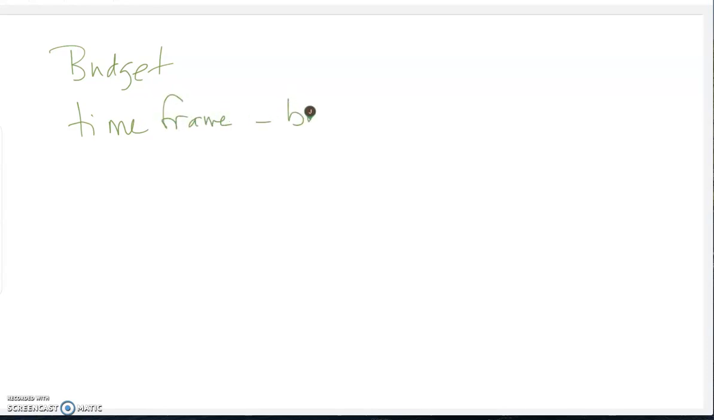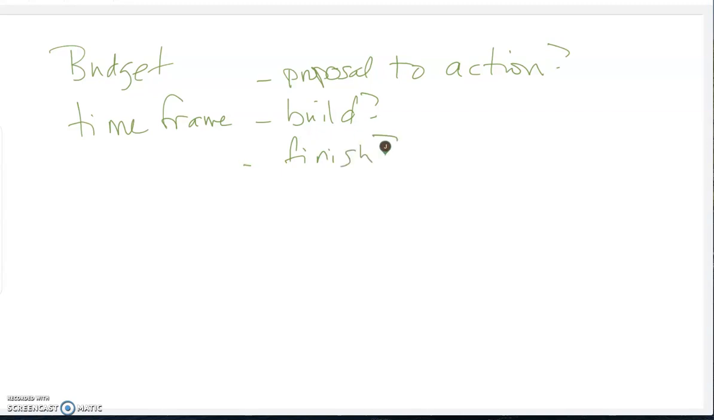So I'm going to add another page here for notes. So thinking again about more notes, I know I need to look into budget. I could ask those other makers of community gardens, what was their time frame to build? Or even their time frame from proposal to putting it in action. How about how long did it take to finish it? How many people were involved?